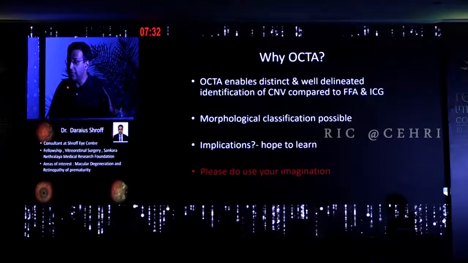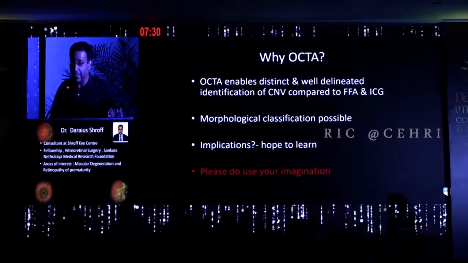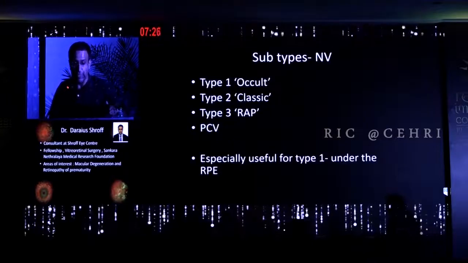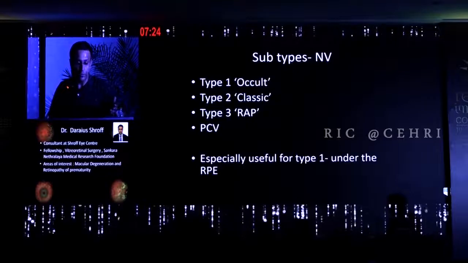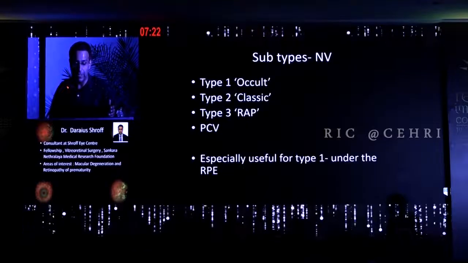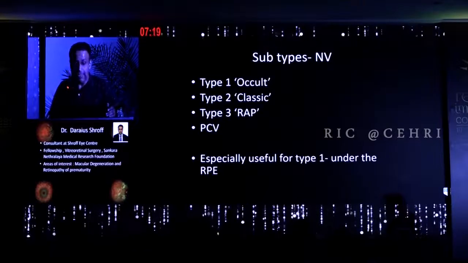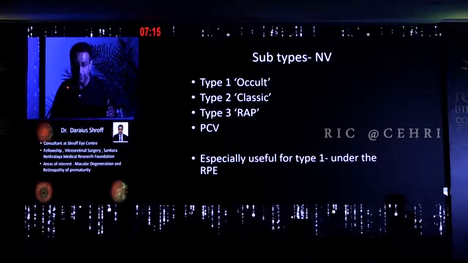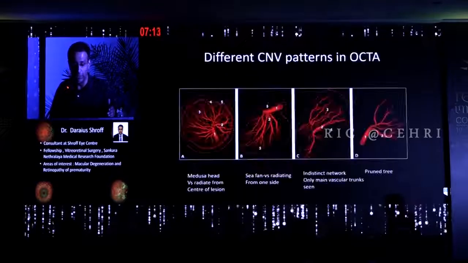And when we see all these beautiful patterns, I think it's nice to exercise our imagination also, because we have wonderful names, and I'll take you through some of them. Subtypes, type 1, we know, type 2 and type 3, the RAP, as well as PCV is what I'll be covering today. Especially useful for type 1 because these are under the RPE and they're seen well with OCTA and not with the other imaging modalities.